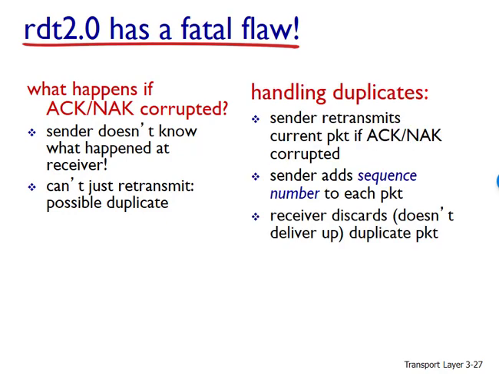A simple solution to this new problem, and one adopted in almost all existing data transfer protocols, including TCP, is to add a new field to the data packet and have the sender number its data packets by putting a sequence number into this field. The receiver then need only check this sequence number to determine whether or not the received packet is a retransmission.